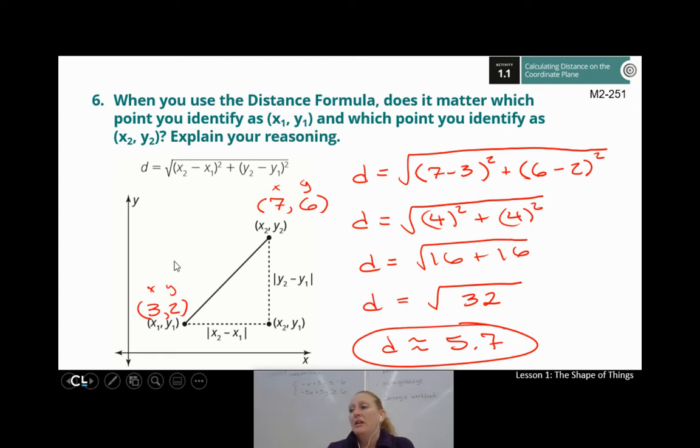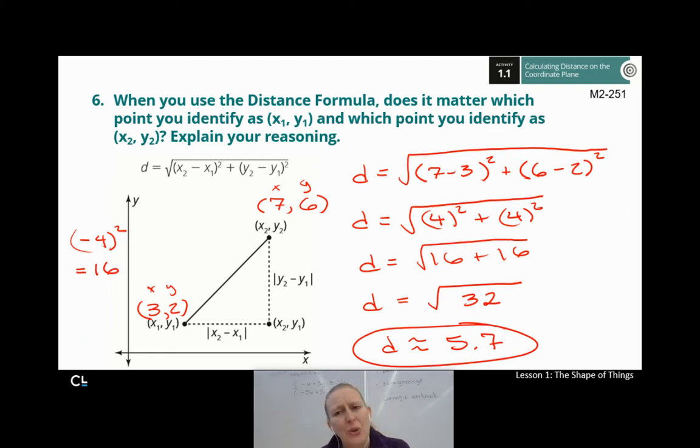It doesn't matter which point is first. It just matters that you subtract the x's and you subtract the y's. I will warn you of something to watch out for. Let's say I'd done this the other way and I'd gotten a -4 squared. Please remember that a -4 squared means -4 times -4. -4 times -4 is a positive 16.